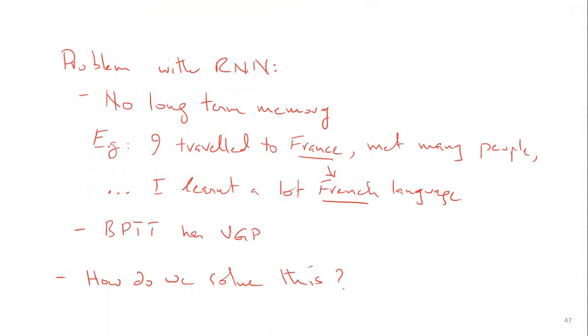Here's a classic example that's always given. Suppose you have a very long paragraph. You start by saying, I traveled to France, I met many people, I went to blah blah blah, and at the end of the long paragraph, you want to predict this particular portion: I learned a lot of something. Now imagine this should be linked to France, right?